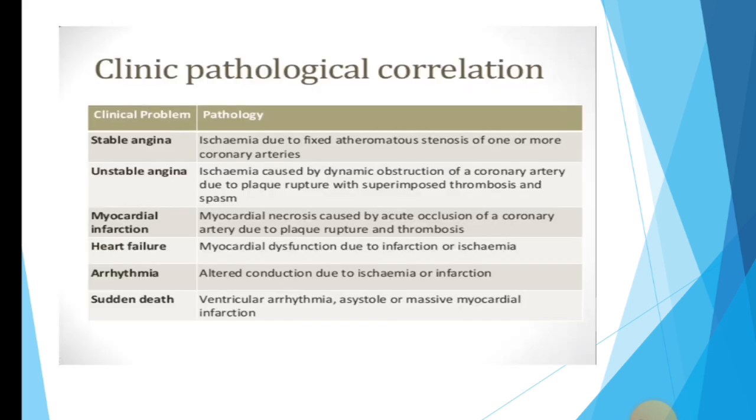Clinical pathological correlation: there could be stable angina, which means there is fixed atheromatous stenosis of one or more coronary arteries, and unstable angina, which may be dynamic obstruction in the coronary artery due to plaque rupture. Then infarction, by acute occlusion of a coronary artery. Heart failure, myocardial dysfunction due to infarction or ischemia. Then arrhythmia, which could be altered conduction due to ischemia or infarction. Then sudden death: ventricular arrhythmia, asystole, and massive myocardial infarction.